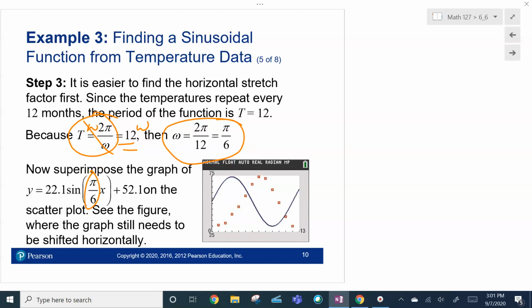And we're getting closer, right? And you notice we've got, oh, here it is. We're getting close, but what do we need to do? We still need to shift that thing horizontally, okay?